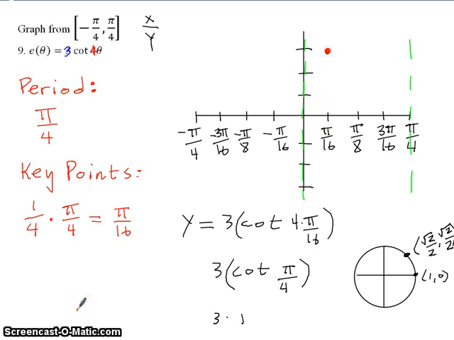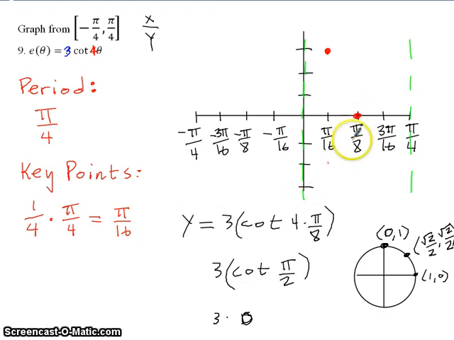at pi over 16. Alright, so what happens when we plug in pi over 8? If we plug in pi over 8, we have 4 times pi over 8, and that gives us a pi over 2. What is the cotangent of pi over 2? Cotangent of pi over 2, we have a 0, 1, and that's going to give us a 0. X, which is 0, over y is equal to a 0, so that's going to give us a 0 here.